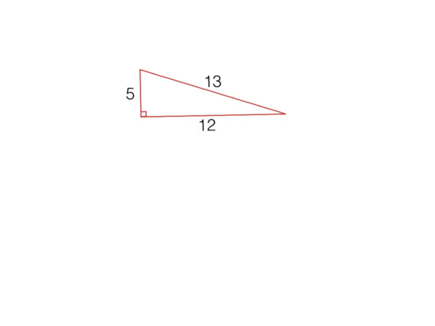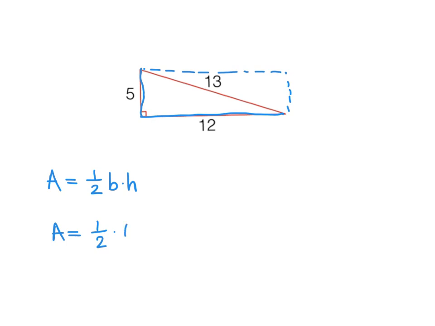To find the area of a triangle, we need to remember that the area of a triangle is 1/2 base times height. Now this formula works because every triangle is half of a rectangle, which would be our base times our height. So in this case, we would take our base and our height. When we multiply them together, that would be the area of this rectangle, and that's why we would have to take half of it. So our area would be 1/2 times 12 times 5. And that would give us an area of 30 square units.